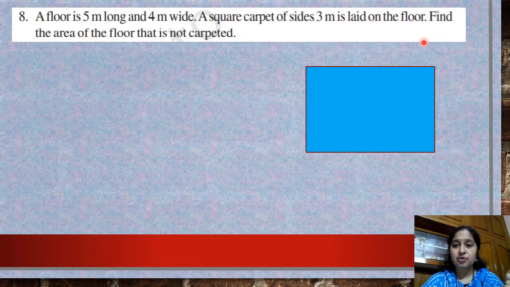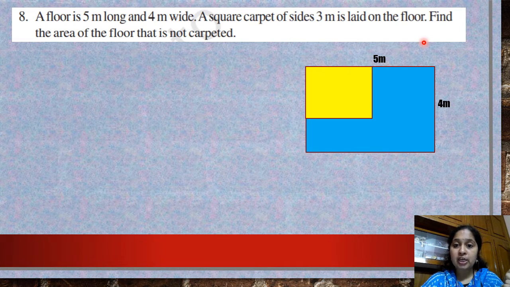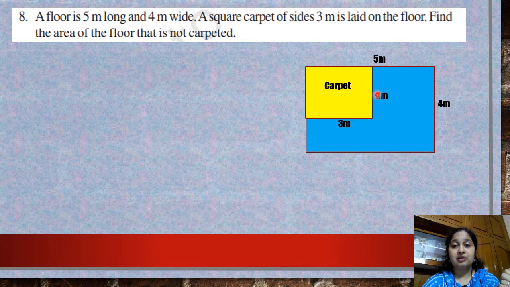So if this is the room floor, which is 5 meters length and 4 meters breadth. In this floor, we are placing a carpet which is 3 meters side, and that is a square carpet. So in a square carpet, all the sides are equal. So 3 meters by 3 meters. So what is the area of the floor that is not carpeted?